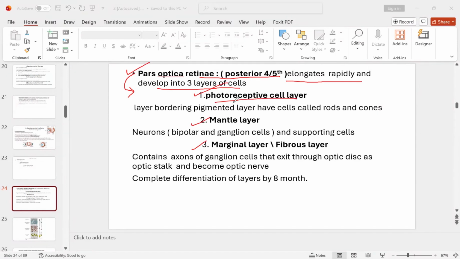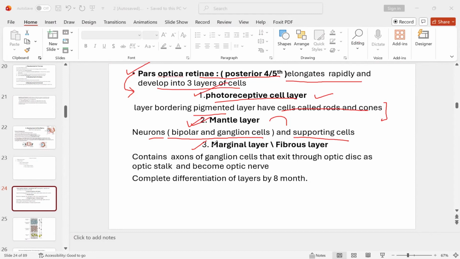Photoreceptive cell layer is closer to the pigmented layer of retina and this layer has cells called rods and cones. So the rods and cones are making up the photoreceptive cell layer of pars optica retini. Second layer is the mantle layer which contains neurons such as bipolar and ganglion cells. And this layer also contains some supporting cells. So the bipolar, ganglion cells and the supporting cells are making up the mantle layer of the pars optica retini.